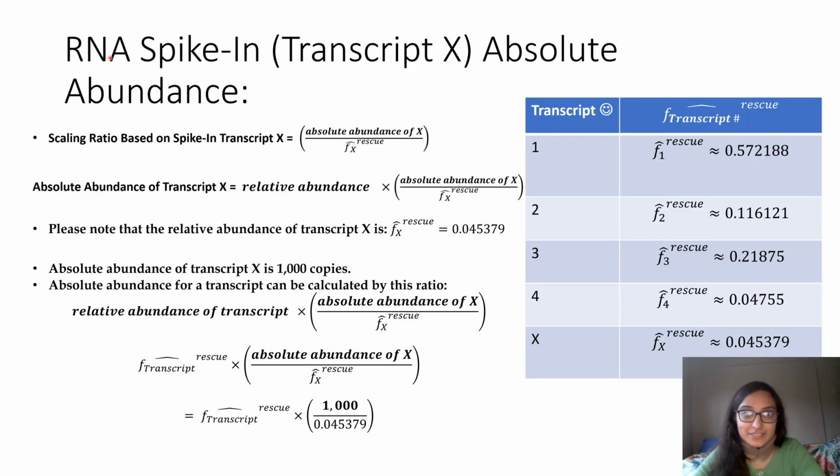So the key part is for the RNA spike-in of transcript X, the absolute abundance. We have the scaling ratio based on the spike-in transcript X, where we have the absolute abundance of X divided by this FX rescue. These are the values we computed, the relative abundances from before. So the relative abundance of transcript X is 0.045379 that we got from here. The absolute abundance of transcript X is 1,000 copies.